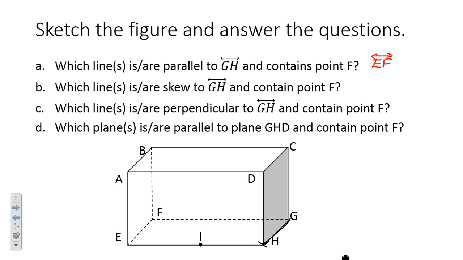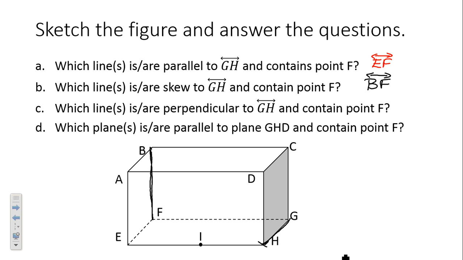Kevin? BF. Does everyone see why Kevin said BF? Does that fit our rule for skew, our definition of skew lines? Not parallel to GH, not on the same plane as GH, does not intersect GH. Okay, good job. So BF, make sure you're using your proper symbolism. Line BF is a line through F that is skew to GH.